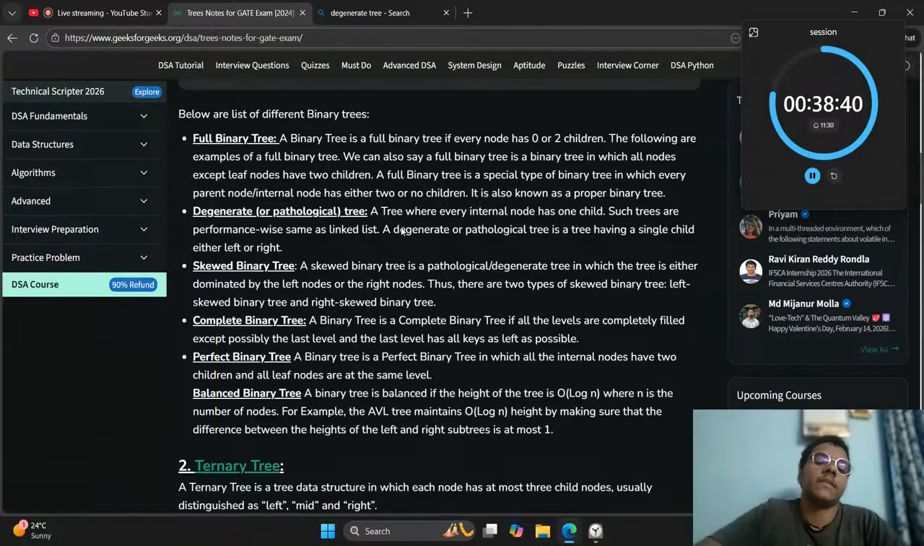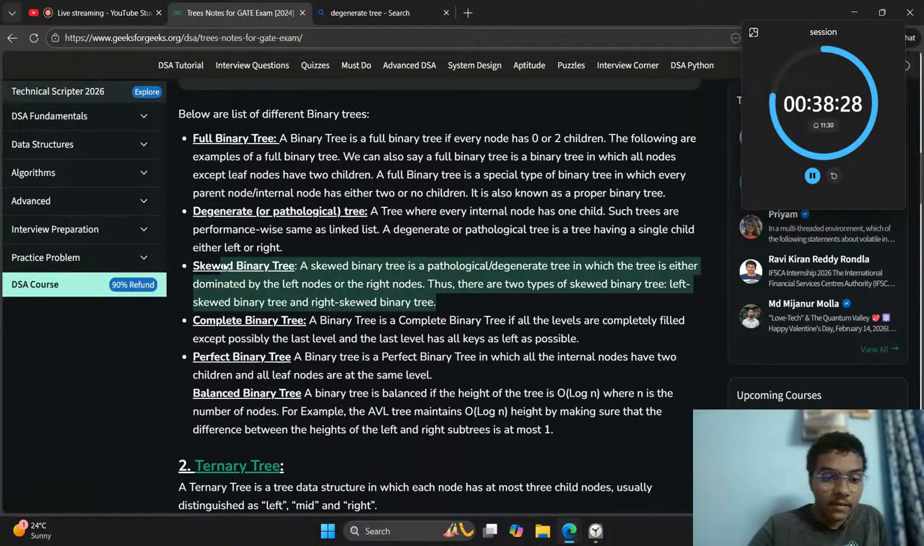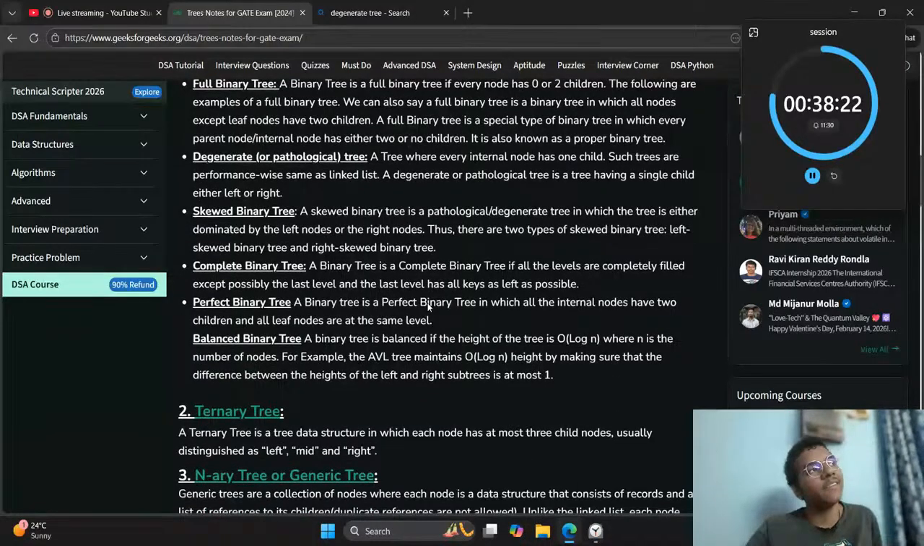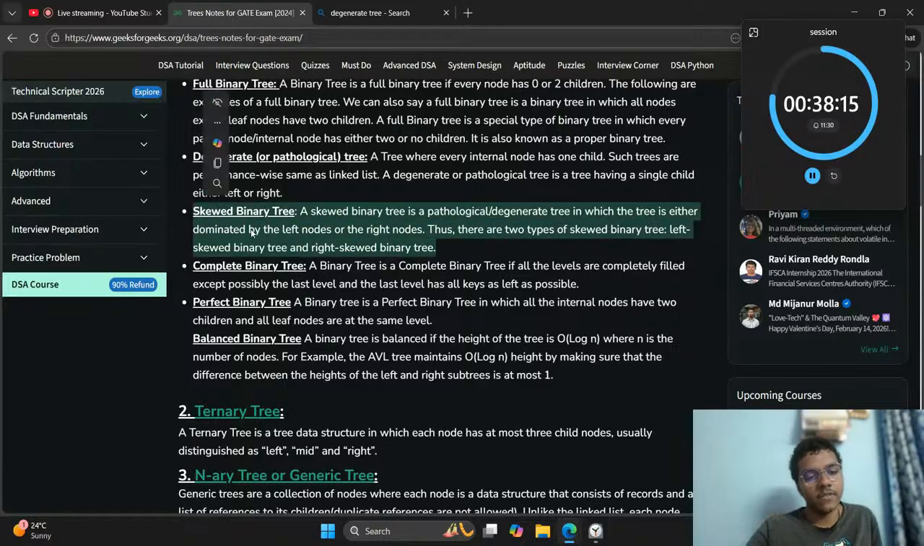Skewed binary tree. A skewed binary tree is a pathological or degenerate tree in which the tree is either dominated by the left nodes or the right nodes. Thus, there are two types of skewed binary tree: left skewed or right skewed. This is actually an edge case that is asked in GATE questions. When I saw tree, I marked O(log n), but actually that is not the case. In a skewed binary tree, the maximum time for searching an element is O(n).